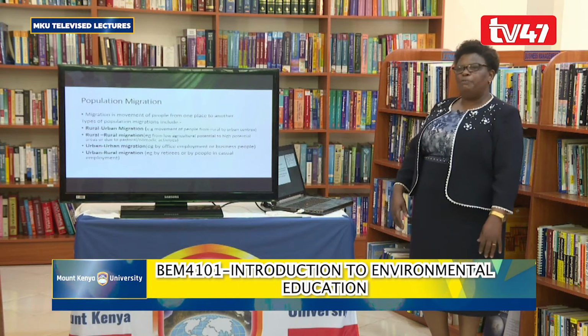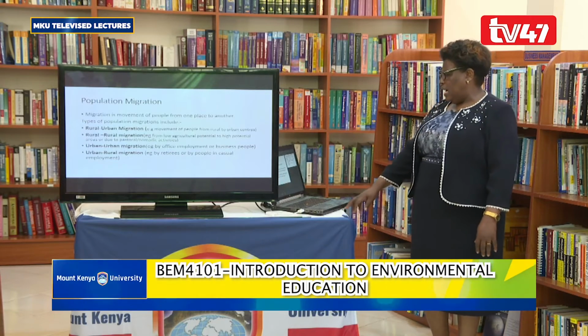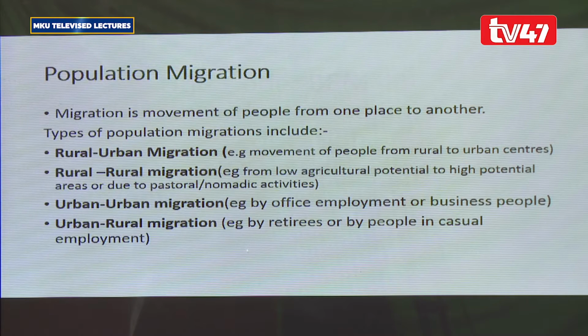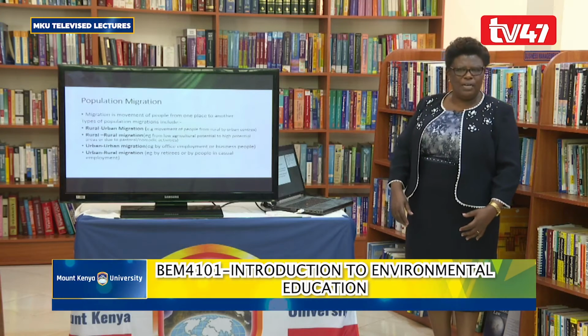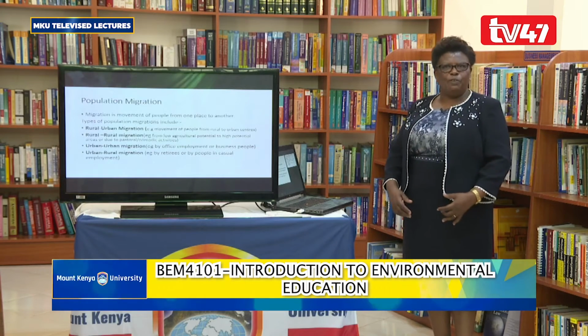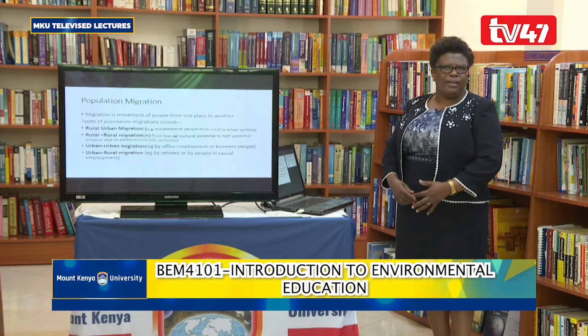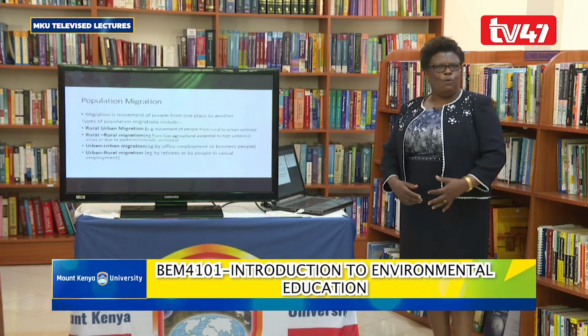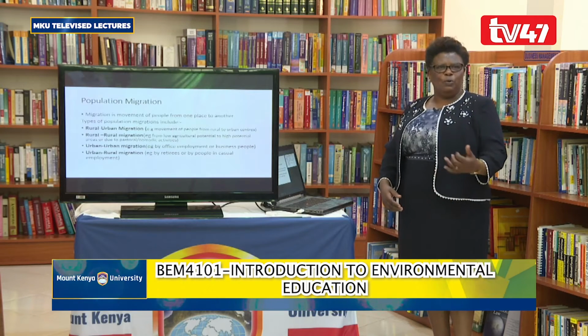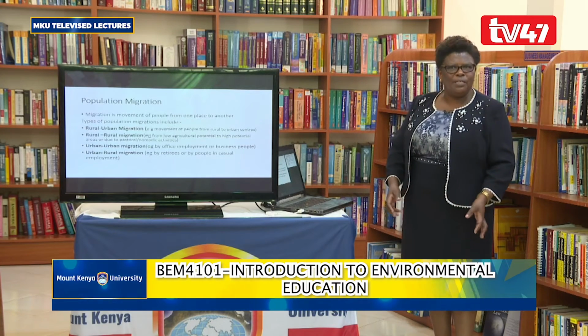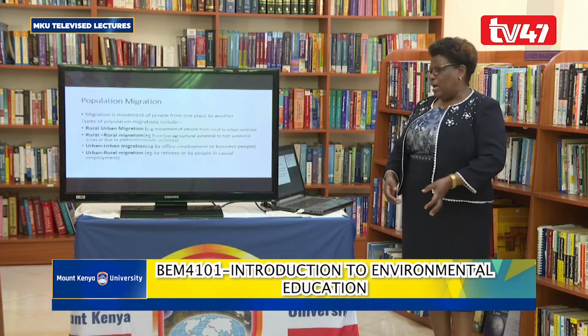The last type of migration pattern we call urban to rural migration. This is where people move from the urban areas, from the towns and the cities, and decide to go back to the rural areas. Basically, this is not a very common phenomenon, but because of people retiring from their normal jobs when they reach the age of retirement, particularly in Kenya, you realize those old people who have retired opt to go back to the rural areas where they can enjoy their peace and their pension at peace.